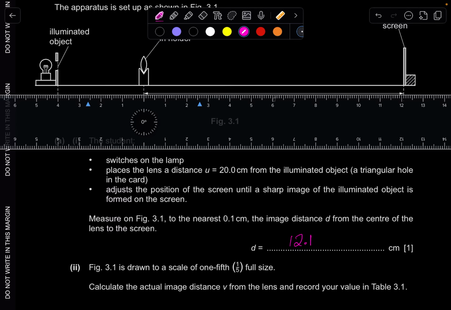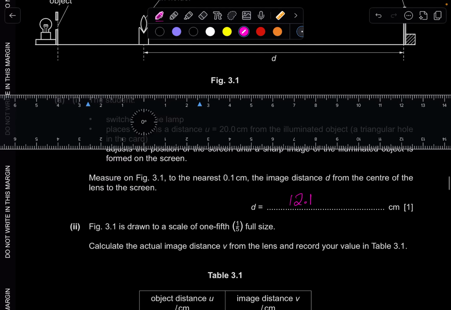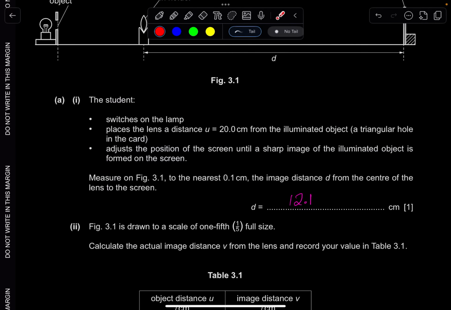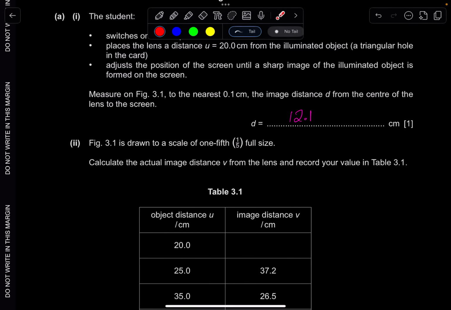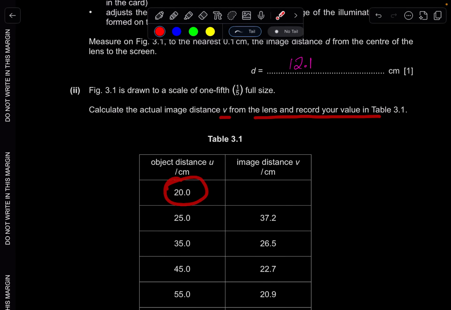It's 12.1 centimeter, right? Okay. In the next part, the figure is drawn to a scale of 1/5 of the full scale. So the figure that is drawn there is 5 times less than the actual thing. Calculate the actual image distance v from the lens and record your value in there. Okay, so this was the given. You have to write down the actual image distance. So to find the actual, the scale is 1/5, so you have to multiply by 5.